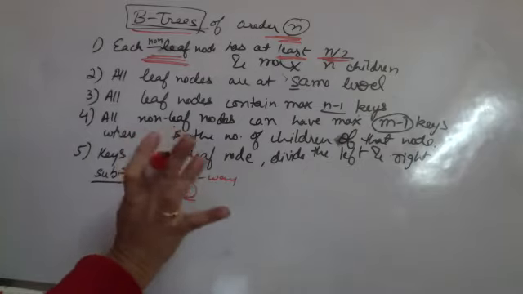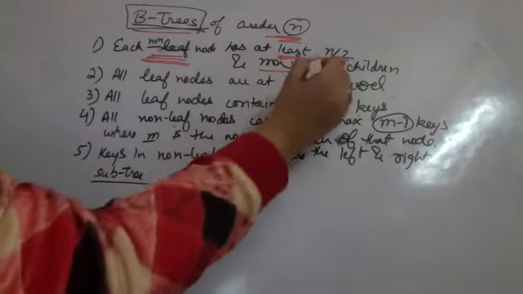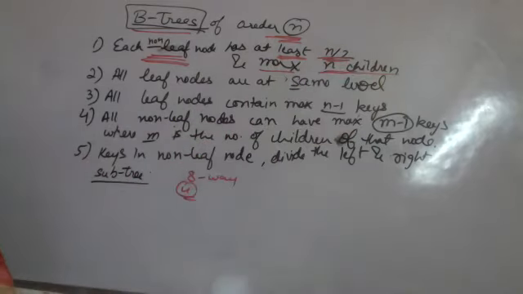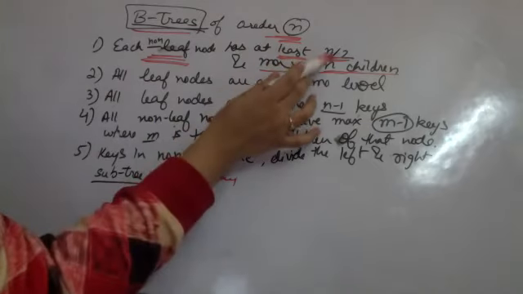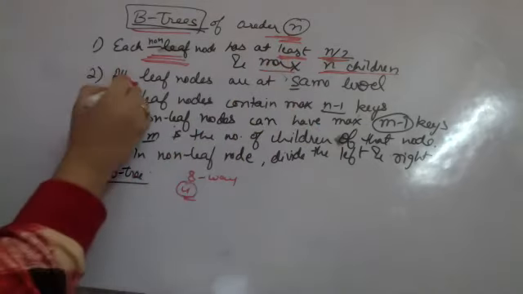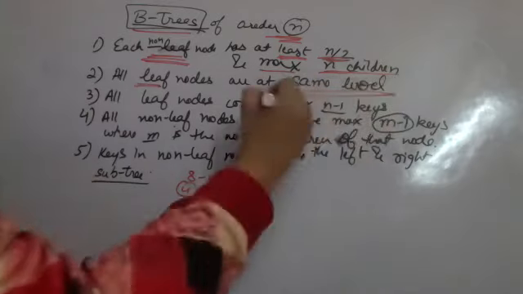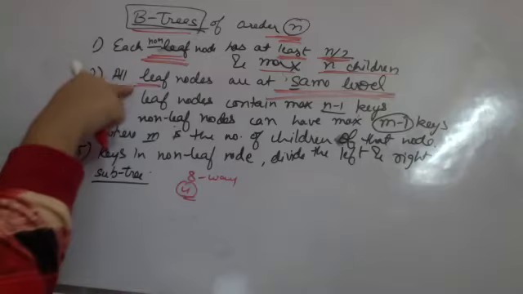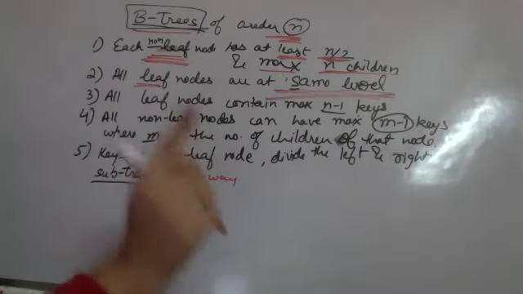This is a very important condition. Maximum n children is a normal condition on every tree. Maximum n children can be there, so minimum every node should have n by 2 children. And all the leaf nodes are at the same level. अलग अलग level पे leaf nodes नहीं होंगे. All the leaf nodes have to be at the same level.